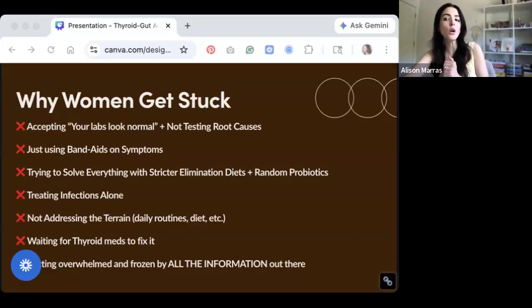Treating infections alone. If you have treated some infections, a lot of smart, proactive women often improve their symptoms temporarily, but revert to feeling not so well because they didn't do the terrain work. They didn't change the environment in their body so that the symptoms and infections don't keep coming back. And that brings me to the next point, not addressing the terrain. A lot of that is done through daily routines, through diet, all of that stuff.